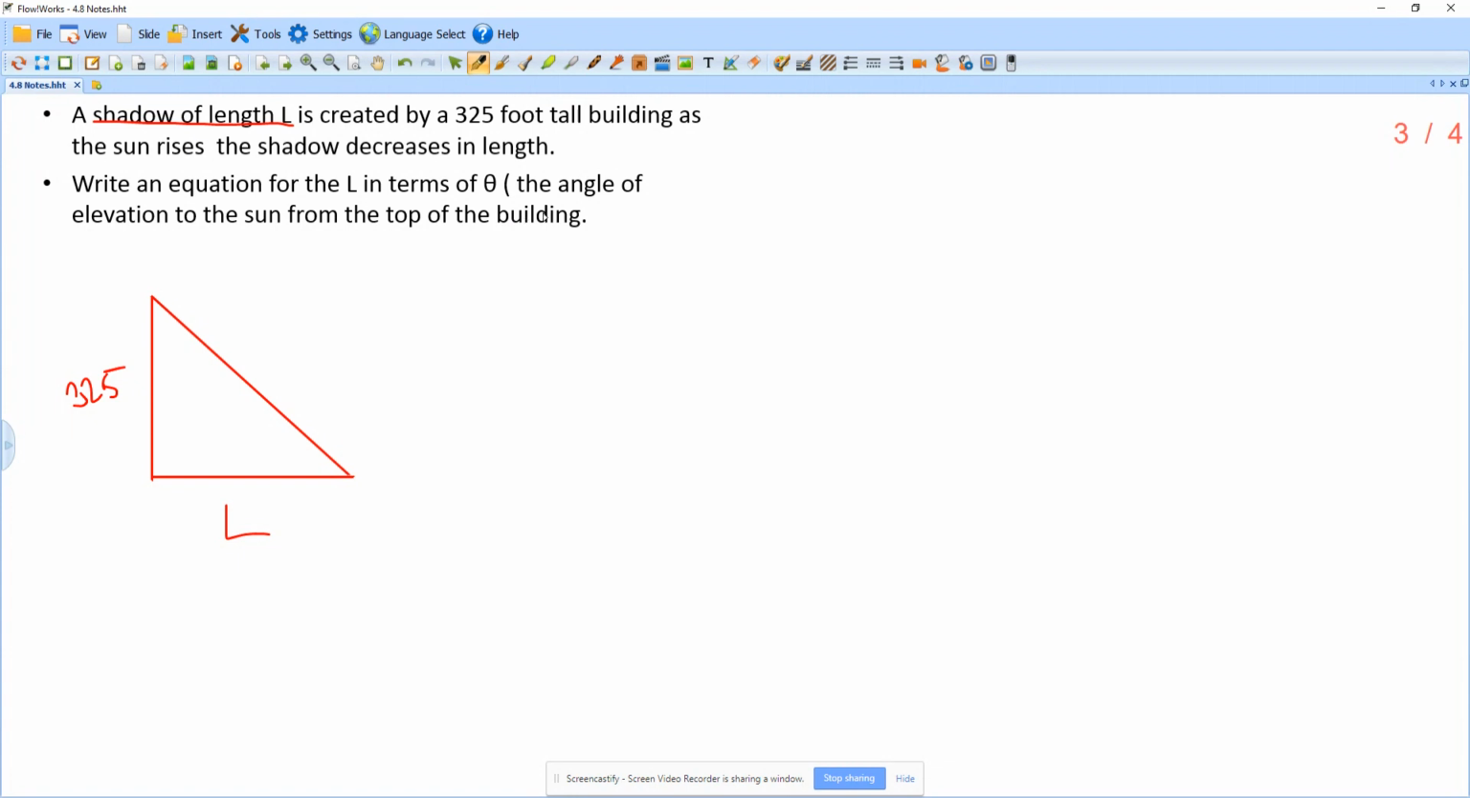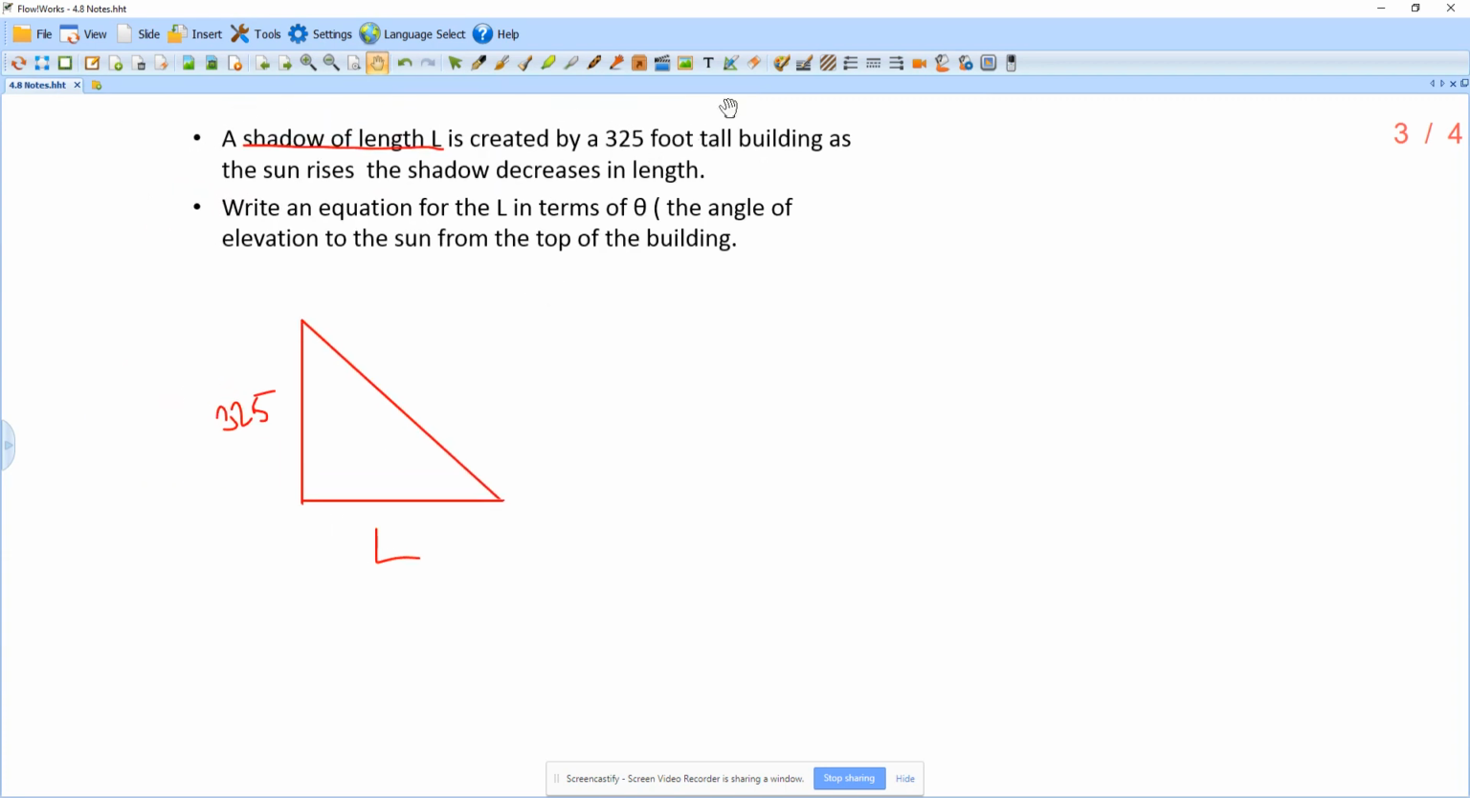It says that theta is supposed to represent the angle of elevation to the sun from the top of the building. So when we're talking about that, you sort of have to change this picture a little bit, but don't worry, we're not going to have to erase. So here's the top of the building. What we want theta to be is this angle, the angle of elevation from the top of the building to the sun. But if you remember a little bit of your geometry, this angle is going to be the same as this angle. I believe that's alternate interior angles of a transversal. So theta here is the same as theta here.